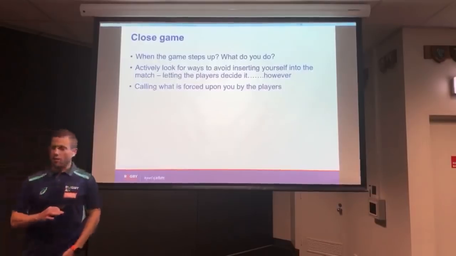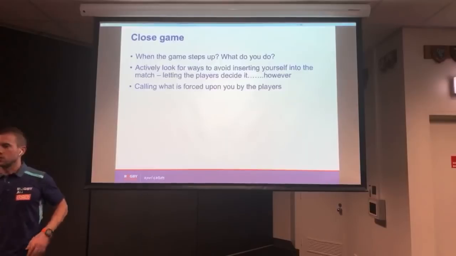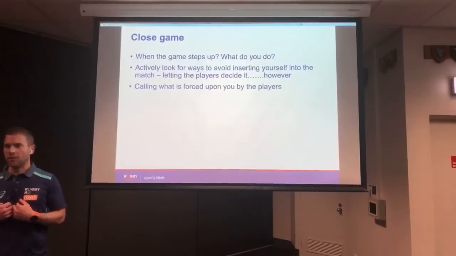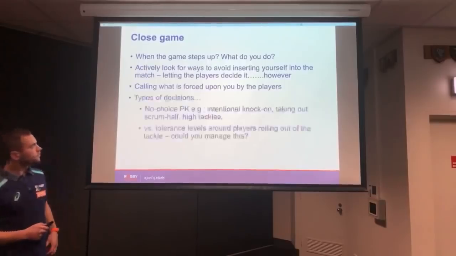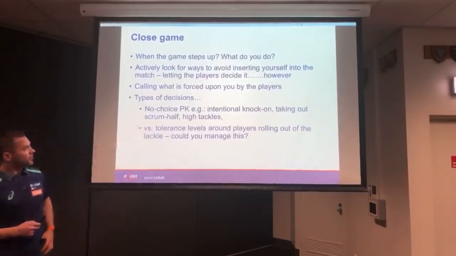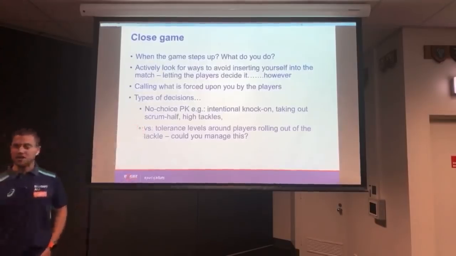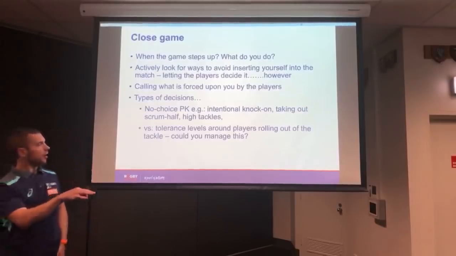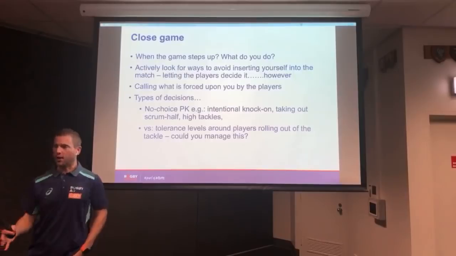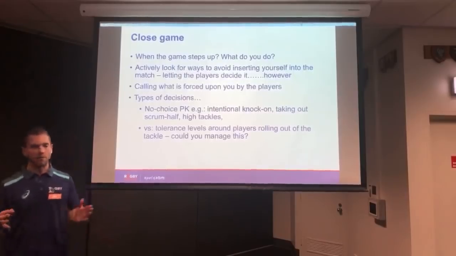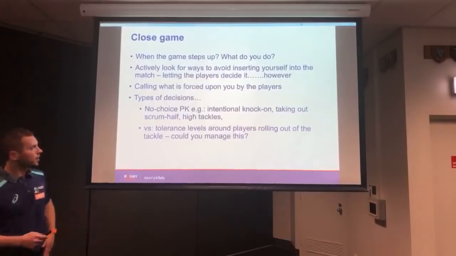I do want to say, though, it's not about backing out of calls. If we need to make a lay-down mazair call or the call that is very obvious, then that's our job. We have to make it. So a couple of examples of decisions where we might say these are no-choice penalties. One might be an intentional knock-on, taking out the halfback or a high tackle. They're all pretty straightforward. Most people can follow those pretty easily and we move on with the game.